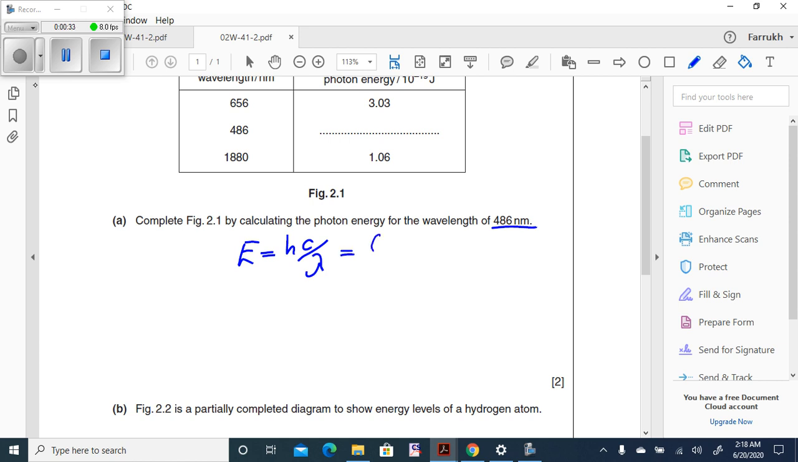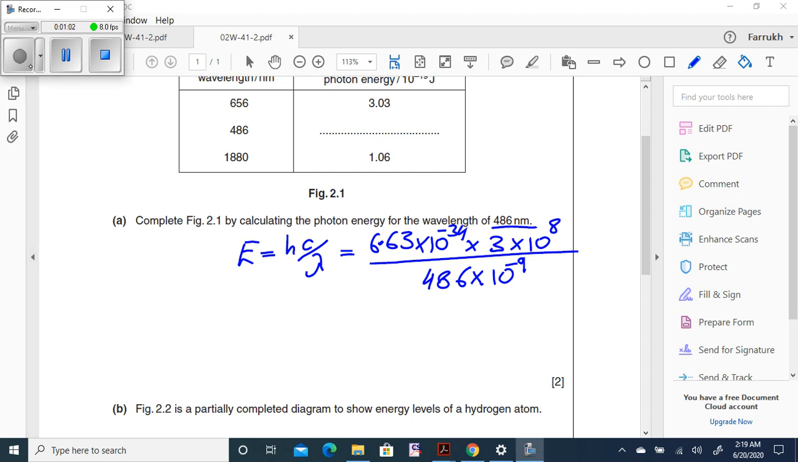So putting the values: 6.63 into 10 to the power negative 34, into the value of c, which is 3 into 10 to the power 8 meter per second, divided by the wavelength, which is 486 nanometer, so 486 into 10 to the power negative 9. Putting all these values and calculating it, we get an energy value E equals 4.09 into 10 to the power negative 19 joules.